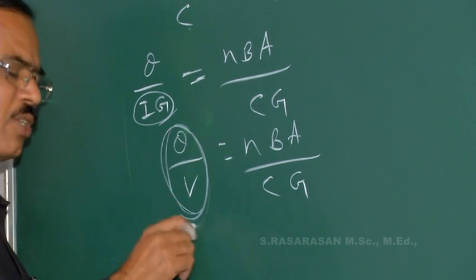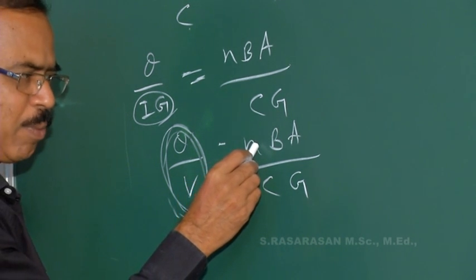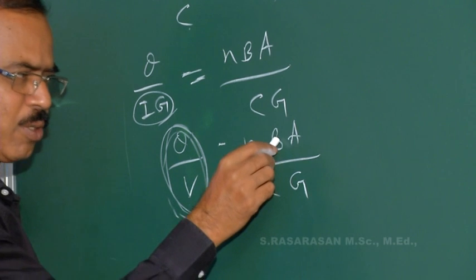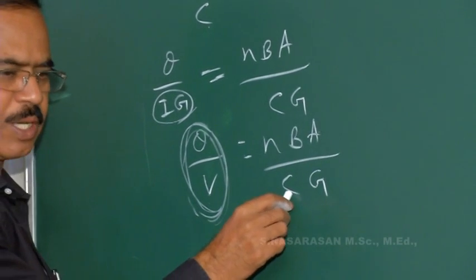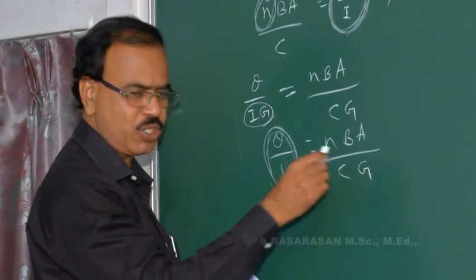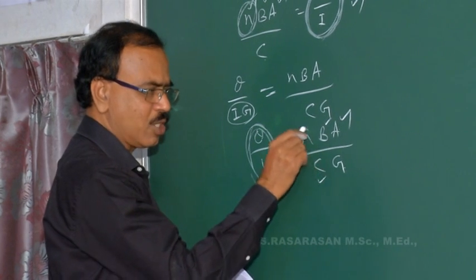This voltage sensitivity is directly proportional to the number of turns, directly proportional to the magnetic field, directly proportional to the area of the coil, inversely proportional to the couple per unit twist, and inversely proportional to G. Can we say this? We can say this, this, and this, but we cannot say this one.